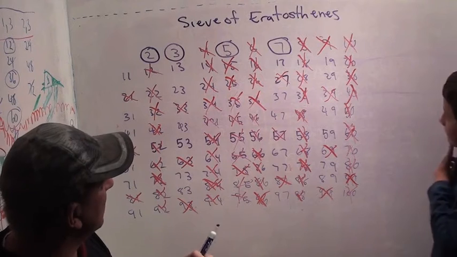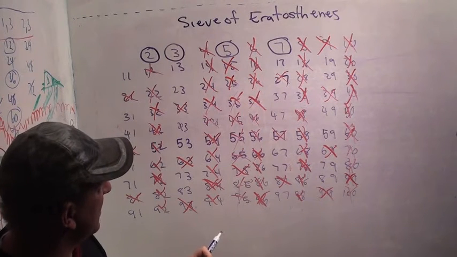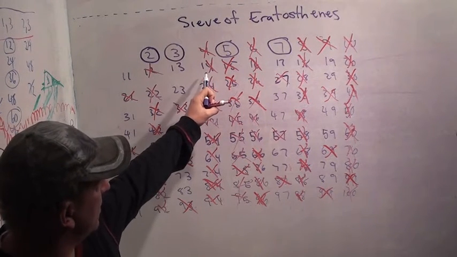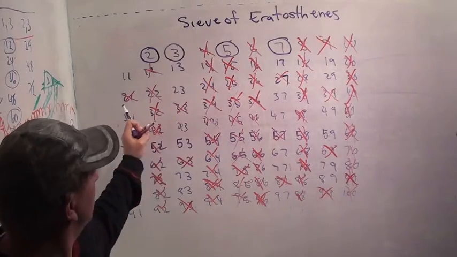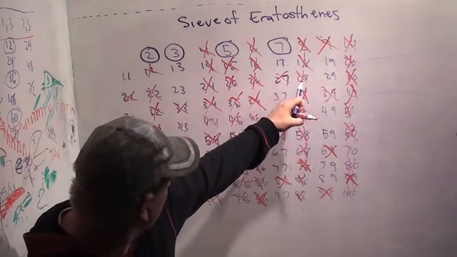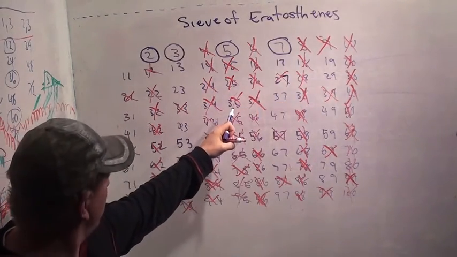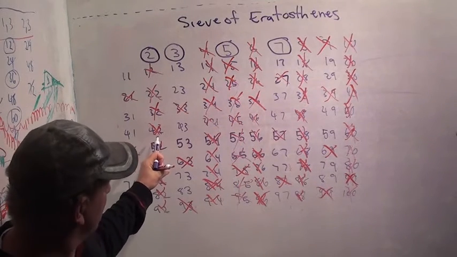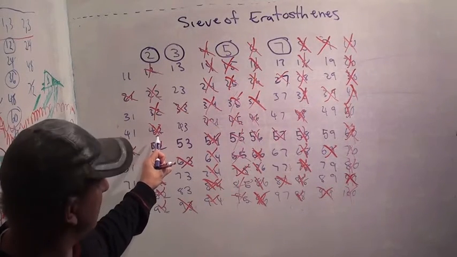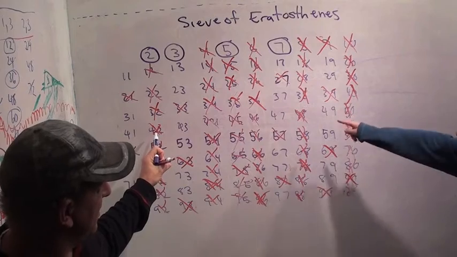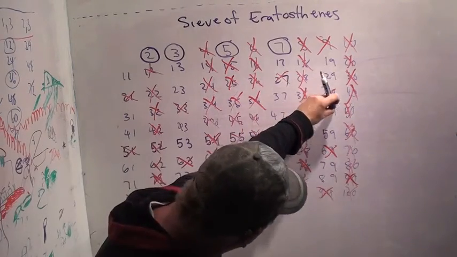7, we got to cross out multiples of 7. What would be the next multiple of 7? 14, but that's already crossed out. Then 21, already crossed out. 28, already crossed out. 35, already crossed out. 42, already crossed out. So what's the first multiple of 7 that wasn't crossed out? 49. We got to cross it out.